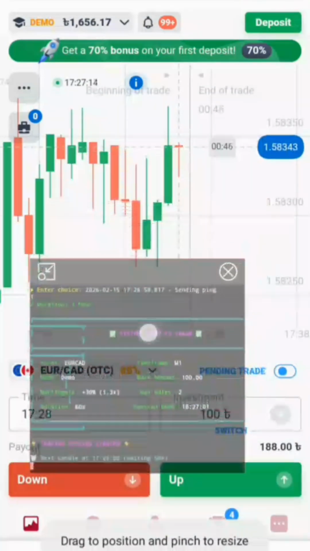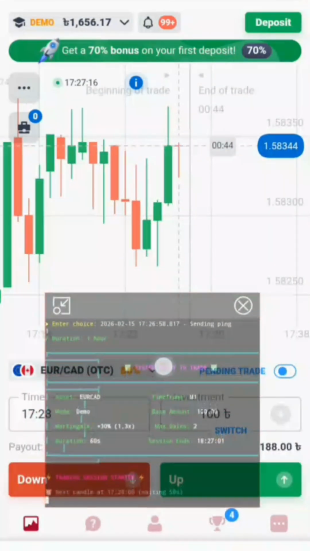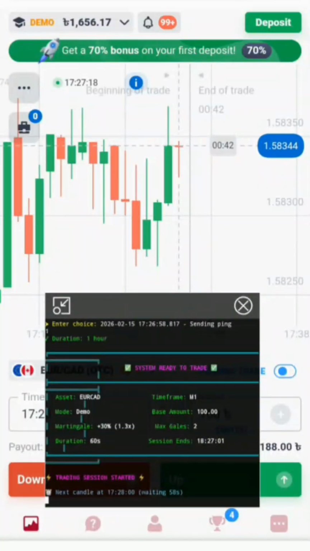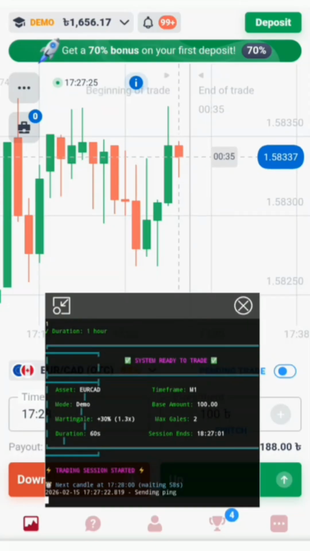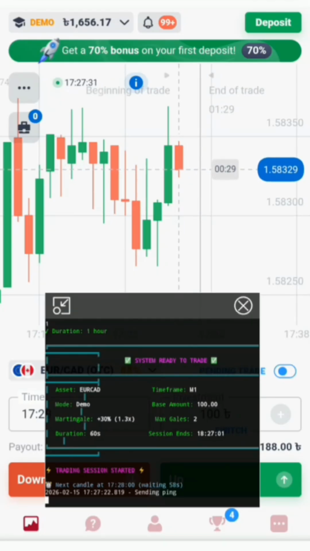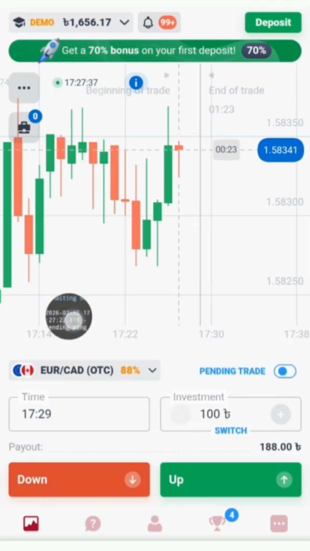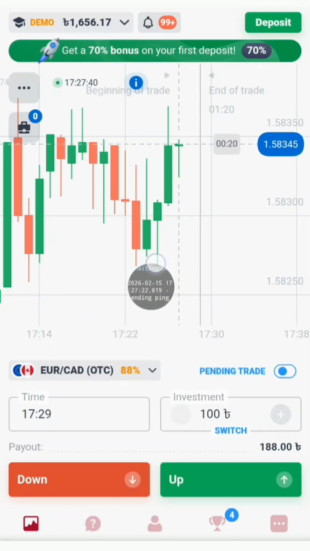Now the bot will place the trade on the next candle. As you can see, the next candle time is 17:28. The bot waits for the exact candle time and then automatically places the trade without any manual action. This bot works based on market conditions, indicators, and predefined logic to improve trade accuracy.